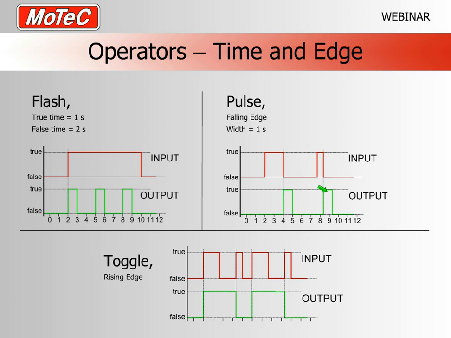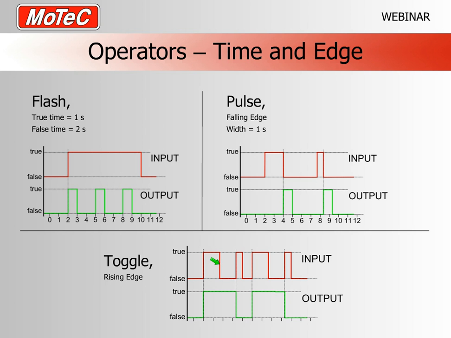Now the third function we have, which is quite useful, is the toggle function. And what this means is that each time, for example, you throw the switch or press the button, it will change the output from true to false. Now in this case, we've set it for a rising edge, as you can see here. And so let's say that's a button on the dash. I've pressed the button, I get a rising edge, and my output goes from false to true. Now when I let go of my button here, the input becomes false.